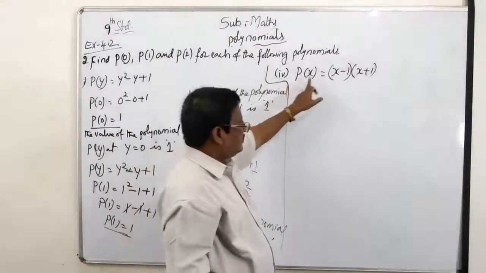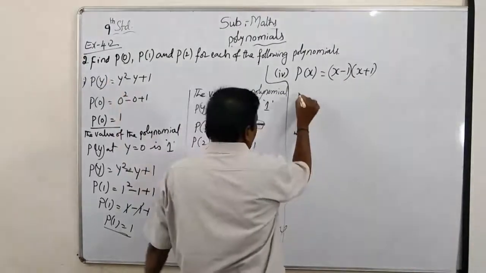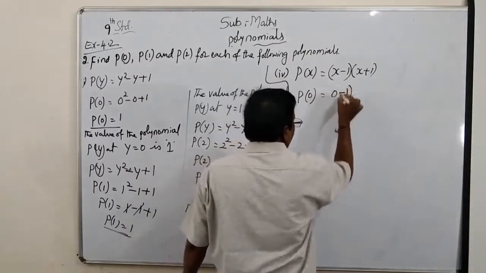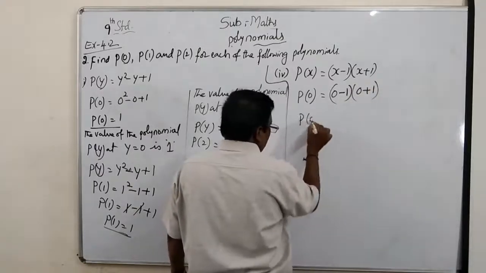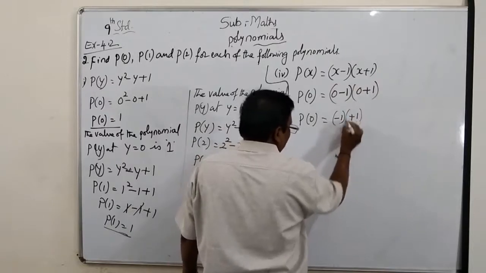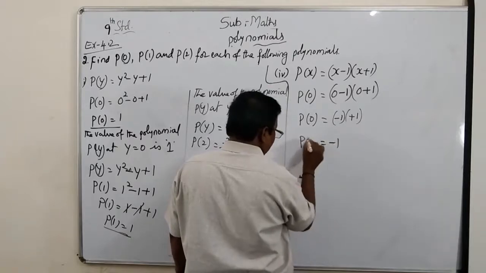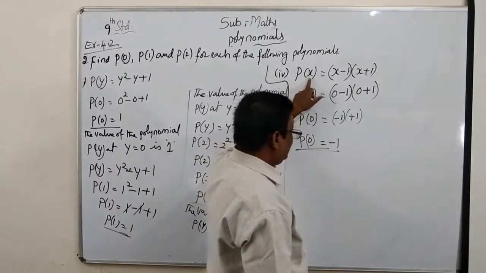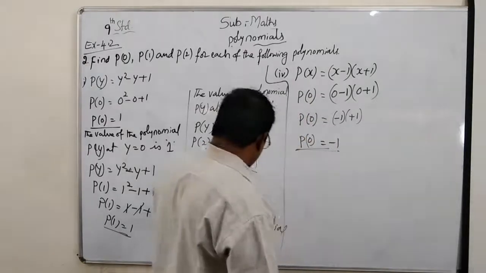Here fourth one. Here p of x is equal to x minus 1 into x plus 1. Here first one, p of 0 is equal to 0 minus 1 into 0 plus 1. P of 0 is equal to, this is minus 1, this is plus 1. No need to write plus here. Minus into plus is minus, this is minus 1. P of 0 is equal to minus 1. This is the value of the polynomial p of x at x is equal to 0 is minus 1. You have to write this step.